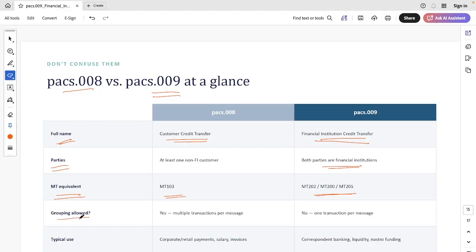Fourth is grouping. pacs.008 can allow multiple transactions per message depending upon the user's rules and scheme guidelines. And pacs.009 generally does not allow grouping in the same way as pacs.008 allows. It is only one transaction per message. Fifth is typical uses. pacs.008 is used for customer payments such as invoice payments, salary payments, supply payments, retail transfers, and corporate payments. And pacs.009 is used for correspondent banking, liquidity transfers, nostro funding, bank-to-bank settlement, and financial institution transfers.